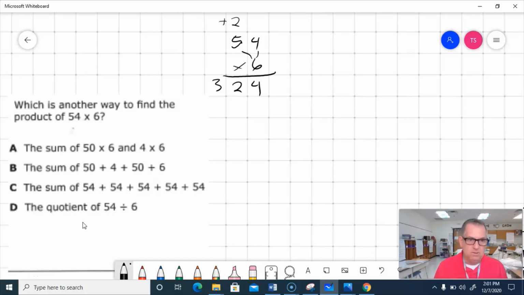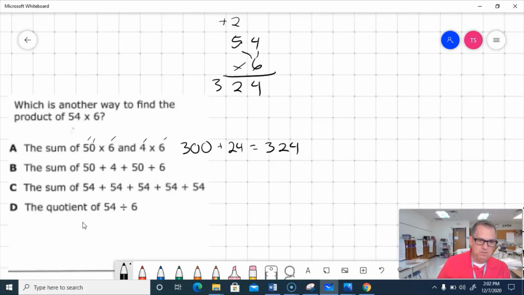So answer choice A, the sum of 50 times 6 and 4 times 6. What is the sum of 50 times 6 and 4 times 6? Okay, let's check and see. I know 50 times 6, all I have to do is multiply 5 times 6, and 5 times 6 is 30. And then I put the 0 to mark my place value. So 50 times 6 would be 300, and I know 4 times 6 is 24. So that would be 324.